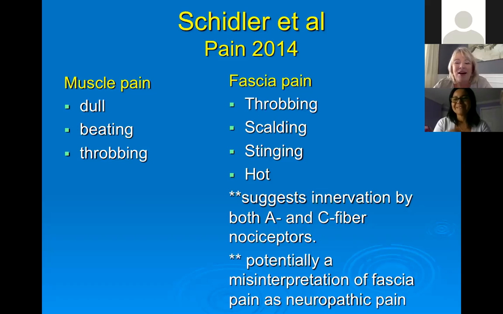Okay, thank you. All right, now I put this up here because I thought it was kind of interesting to differentiate pain coming from muscle versus pain coming from fascia. Muscle pain is dull, beating, throbbing. Fascia pain is kind of interesting: throbbing, scalding, stinging, hot. Unusual. It suggests innervation by both A and C fiber nociceptors, but you may misinterpret fascia pain as neuropathic pain. It sounds like a nerve pain, but fascia can present that way. So keep this in mind.